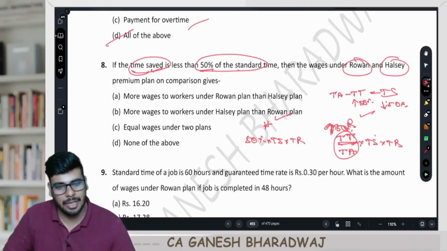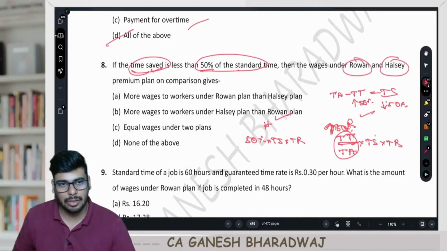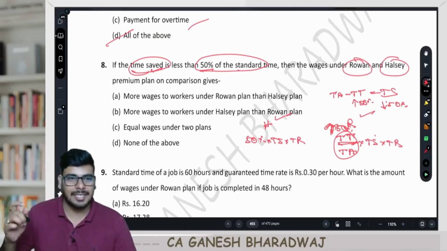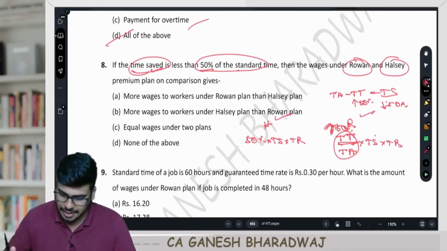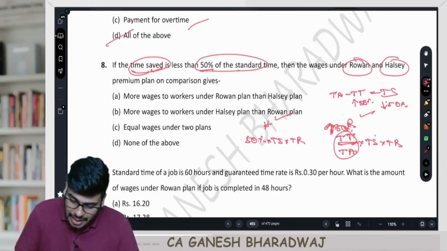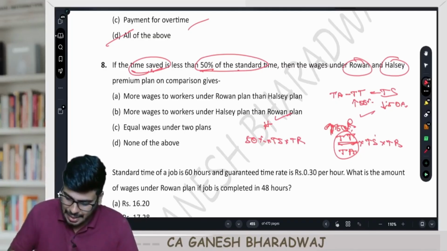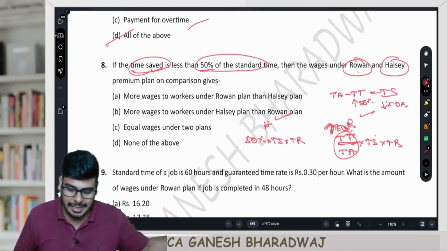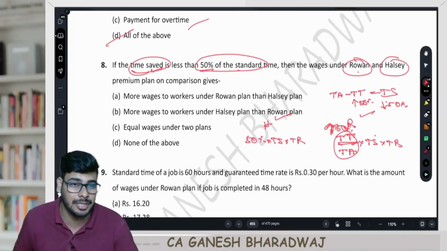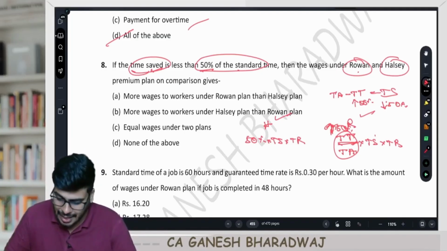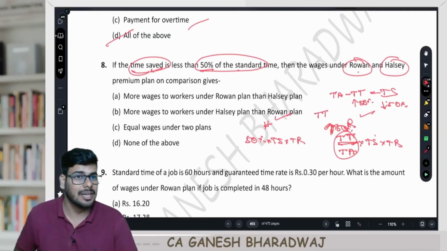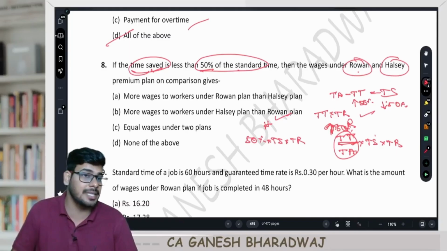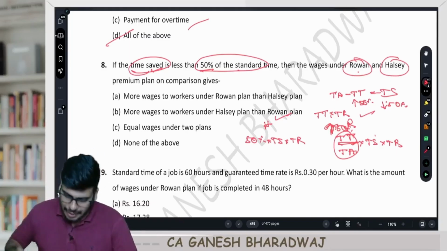Rowan says, what is the formula? Sir, but maximum bonus given. That is the effective hourly rate. What they are saying is, look at this: if the time saved is less than 50% of the standard time, then the wages under Rowan and Halsey premium, which will give higher. They are not saying the bonus. They are saying the wages, which means there your time taken will be high, no? So time taken into time rate, that is the basic wage, right? Over and above that, you will be paid bonus.